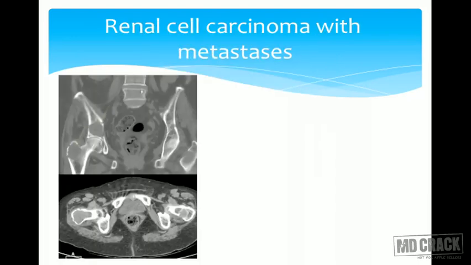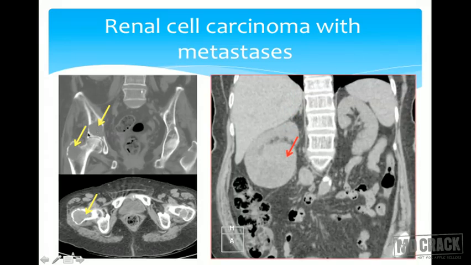Okay, so again, we look at this. These are lytic lesions within the right iliac bone and the greater trochanter. So this is how it appears on the axial image. This is how it appears on the coronal image. And this actually turned out to be metastasis from renal cell carcinoma.